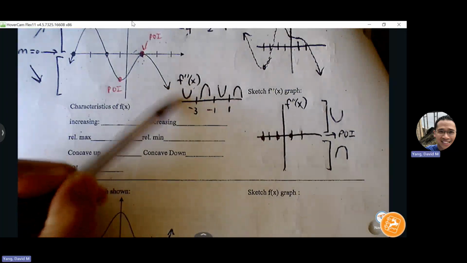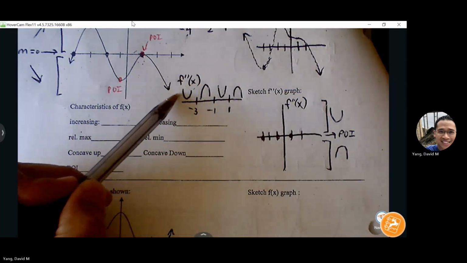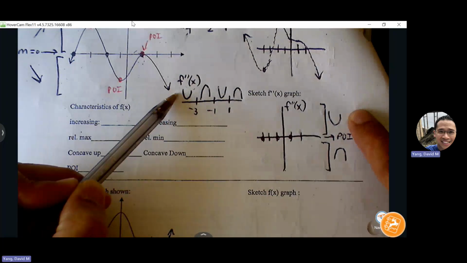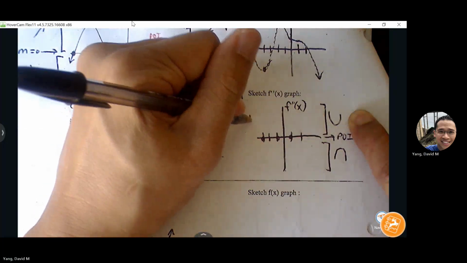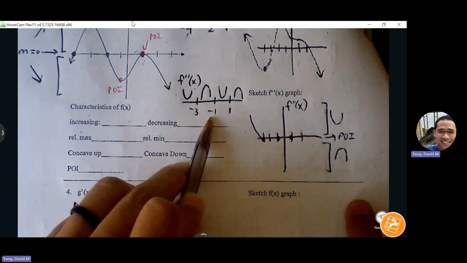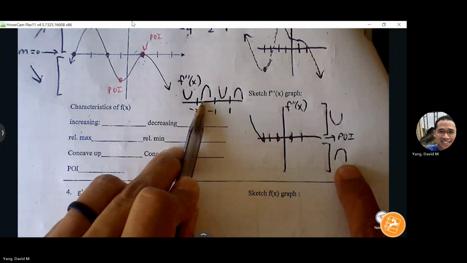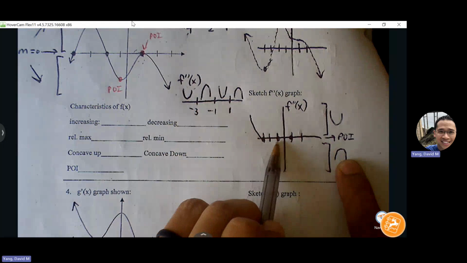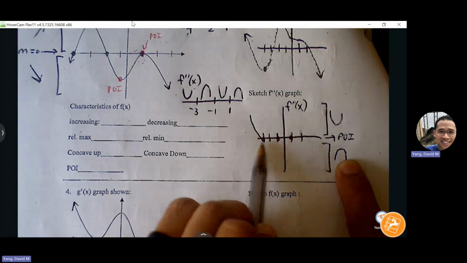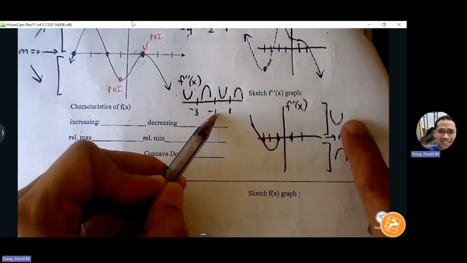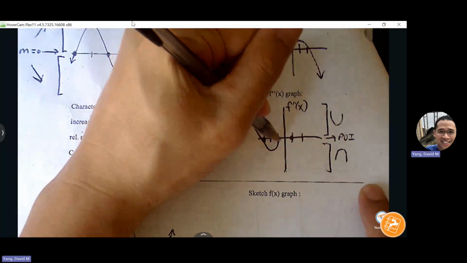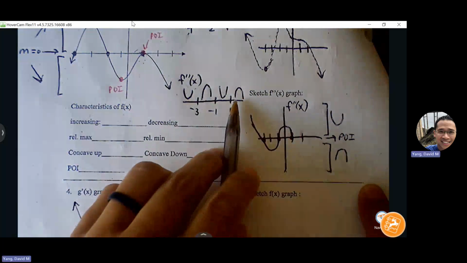So to the left of -3, where do I want my graph to live? Above or below? Above, but it's got to connect to this point, so it's going to have to kind of decrease here. Between -3 and -1, where do I want my graph to live? Below, but it's got to loop down and come back up because I already have that point established. Between -1 and 1, above, but it has to come back down. And then to the right of 1, below.